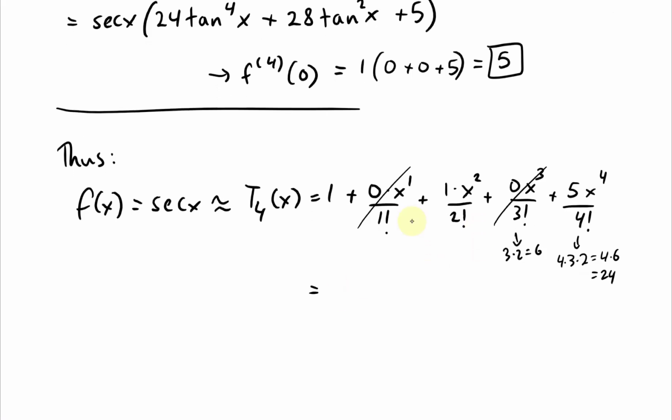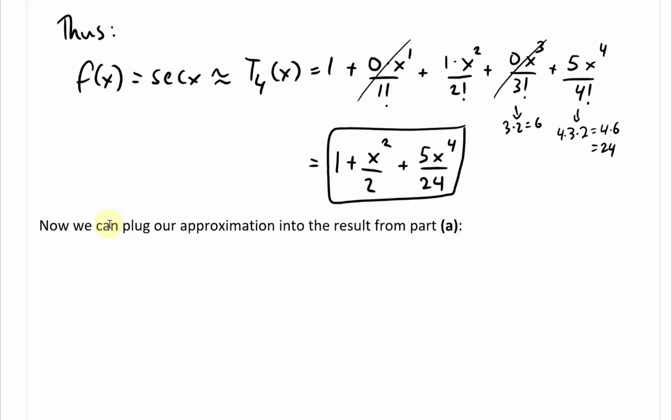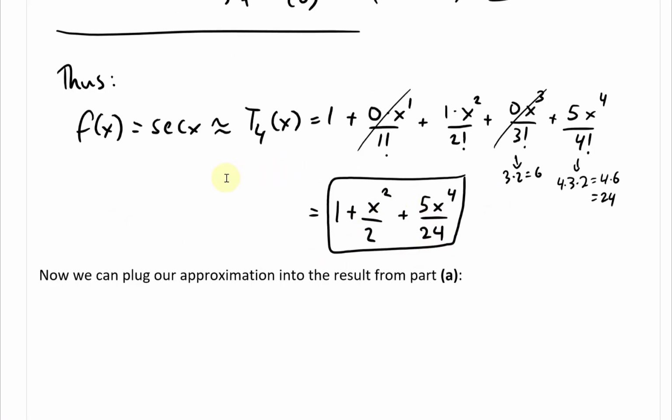And the 4th degree approximation is going to be 1 plus x squared over 2, since 2 factorial is 2, then plus 5x to the 4 over 24. Let's write this a bit better. Over 24. So that is our fourth degree approximation.